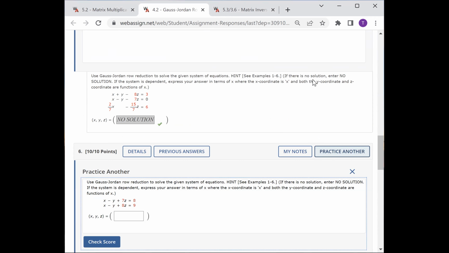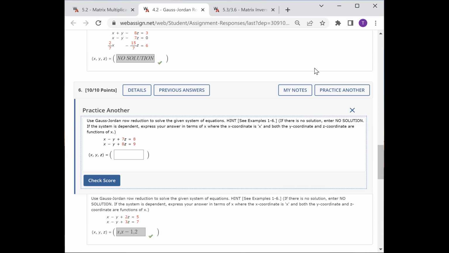Do you see the number 6 there? Yes, I'll grab a snip. Is the answer to the previous one, the one below it there, x comma x minus 1.2? Yeah. Okay, all right.